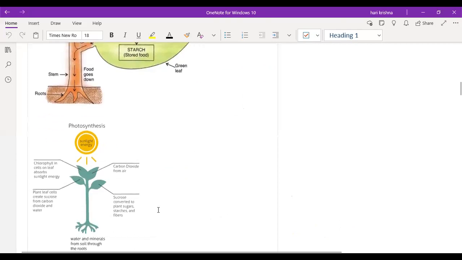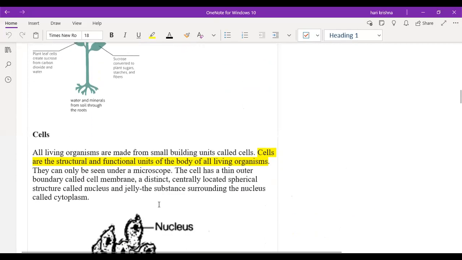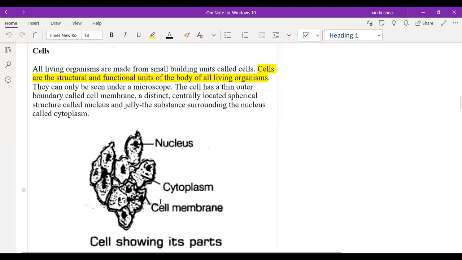So that is the photosynthesis process. We are going to discuss about cells. So if you take the cell, now you have the cytoplasm. What is the meaning of cytoplasm? At the center of the cell, we have the nucleus. Outside this, we have the cytoplasm, which is a thick liquid fluid. So what is a cell? All living organisms are made from small building units called cells.